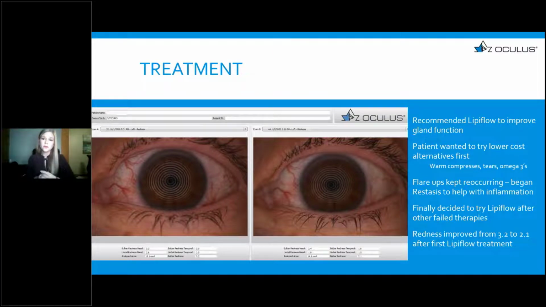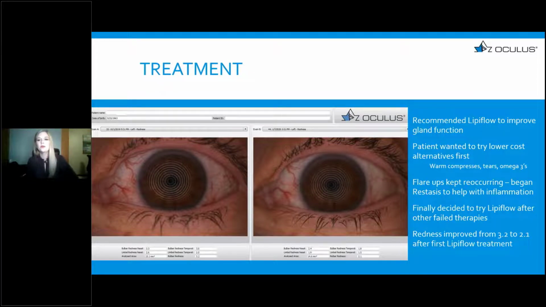But we talked about it, and the cost was expensive, okay? She was hesitant to try something out of pocket because she was like, well, how do I know it's going to fix my problem? Those glands are already gone. She was hesitant. So can I just try over the counters first? Sure. Great. So we did some warm compresses, we did tears, we did omega-3s.